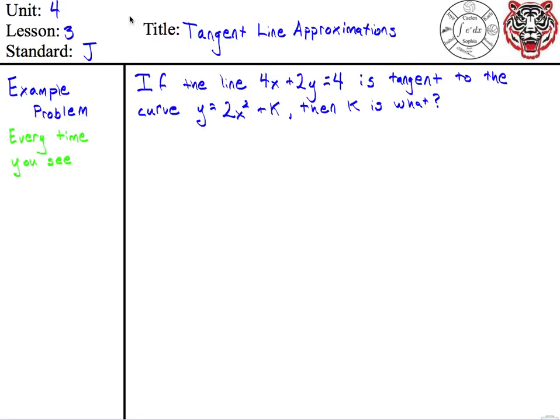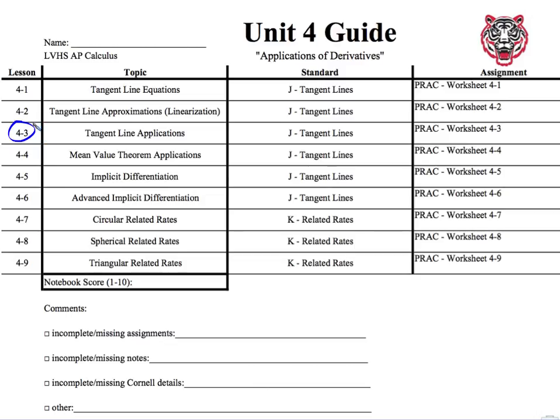All right, this is going to be AP Calculus, Notes 4-3. We are on tangent line approximations. So where are we in our unit guide? 4-3 is here. We have 9 lessons in this unit, and we have quite a bit of tangent lines, so we're still in standard J.